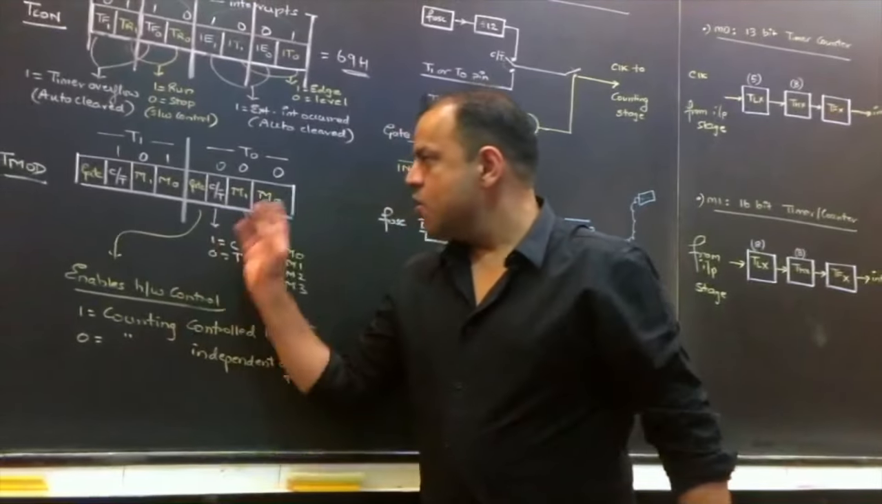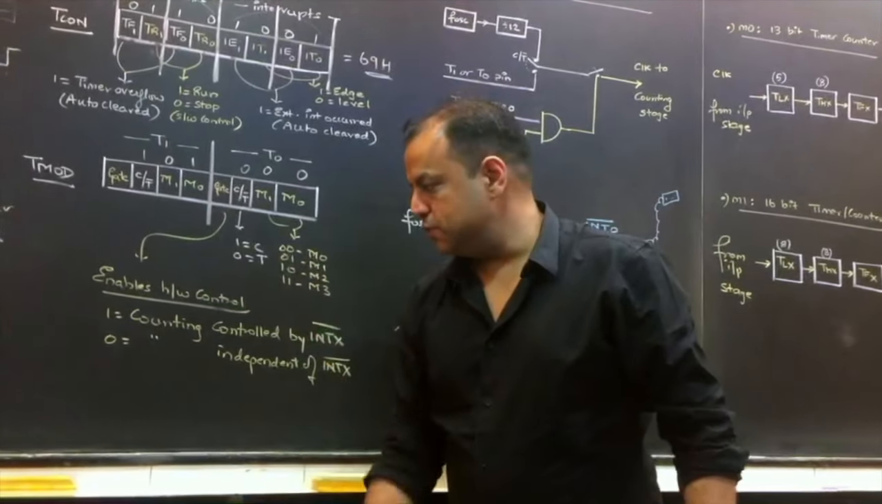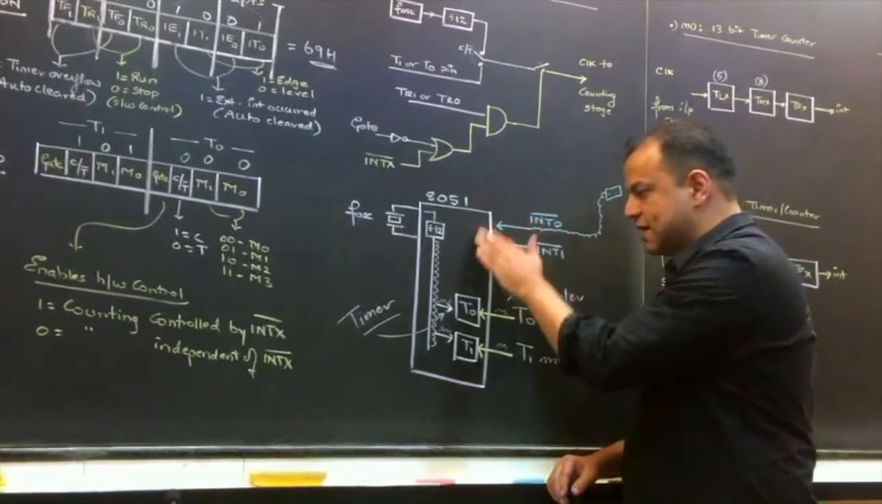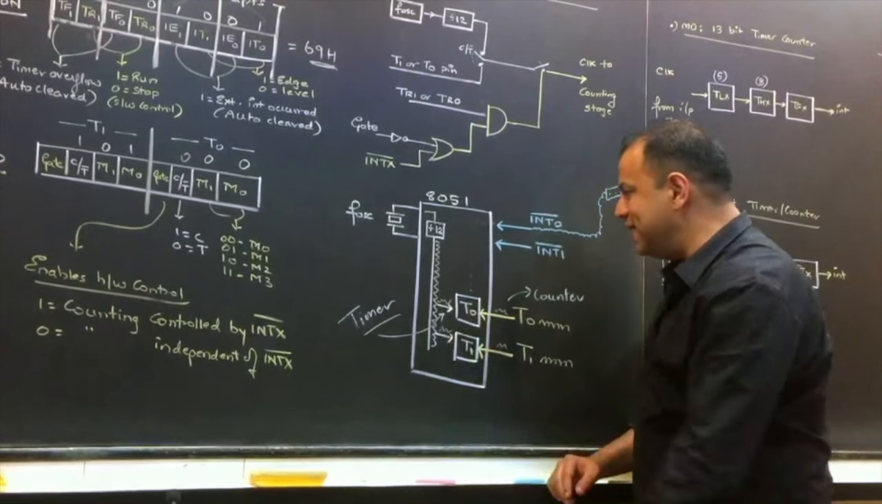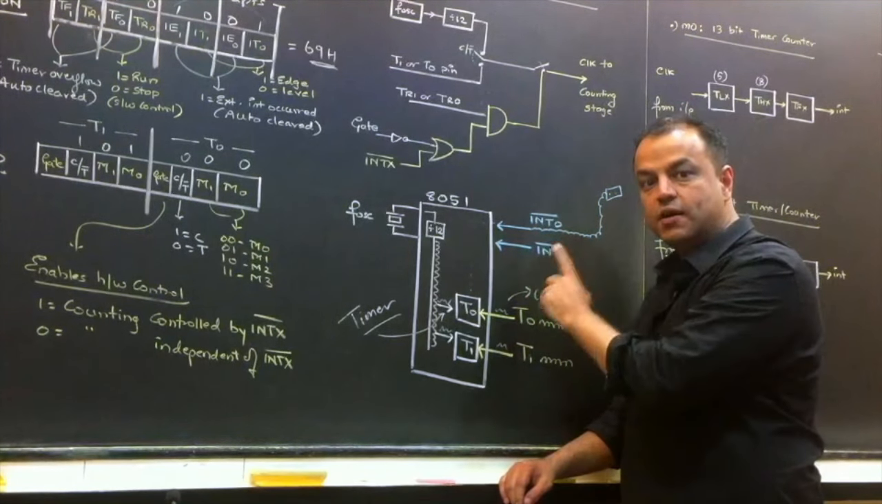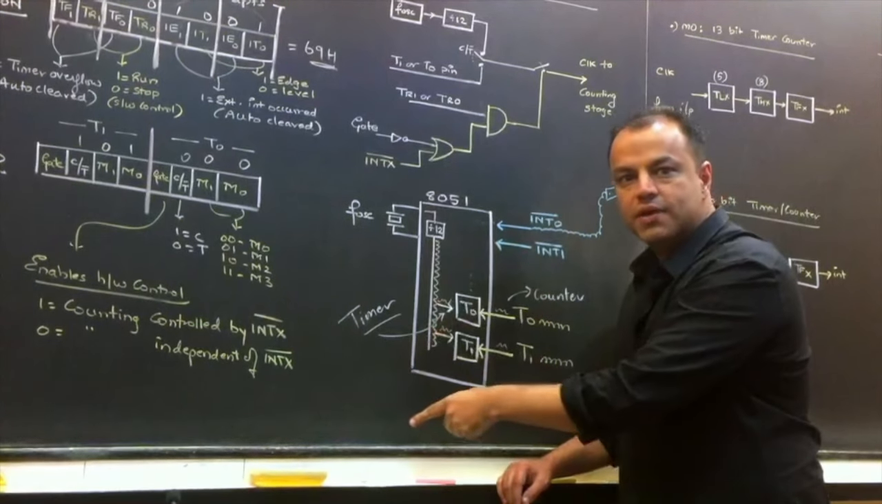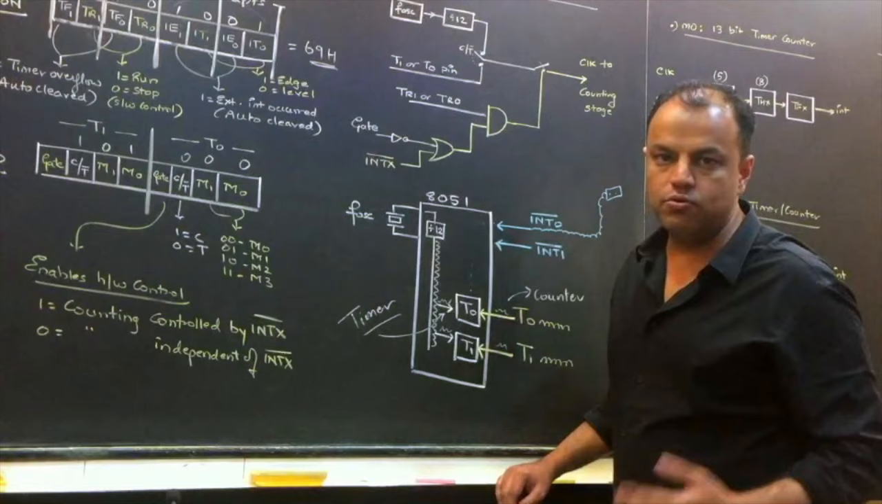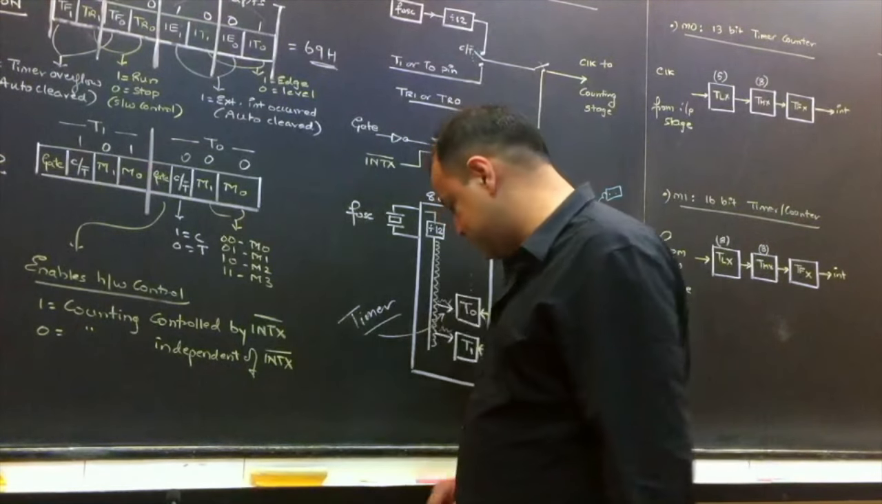Look here. All bits by default are 0. So even this bit by default is 0. That means by default this hardware control feature is not there. By default this pin acts as an interrupt. That's why in the pin diagram its name is interrupt. But you can change it to a hardware control pin by keeping gate as 1. And as I said, you can do it for one timer and not do it for the other, or do it for both. That is your choice.